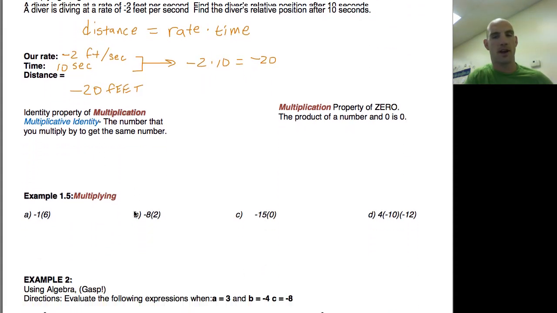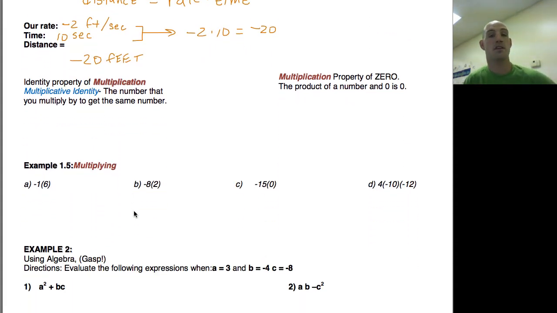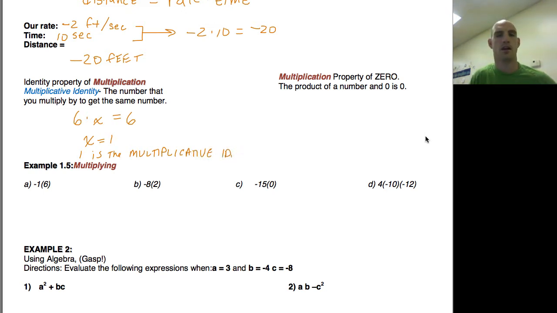Identity property and multiplication property. The identity property of multiplication is the number that you multiply by whatever it is to get that number. So 6 times what number equals 6? Well, x is obviously equal to 1. So 1 is the multiplicative identity. Multiplication property of 0, the product of a number and 0 is 0. 14 times 0 equals 0. 0 groups of 14 would be 0.